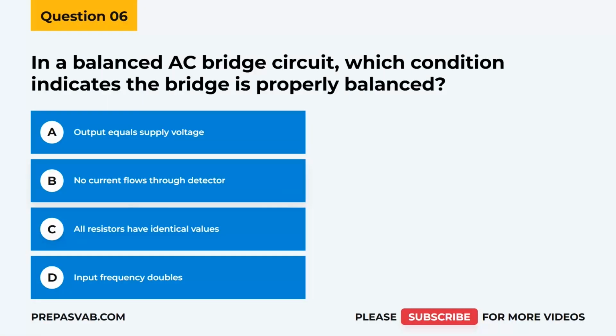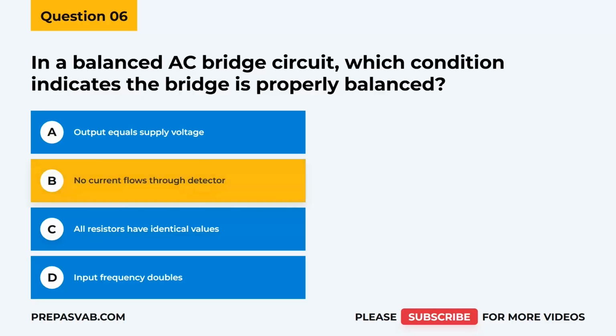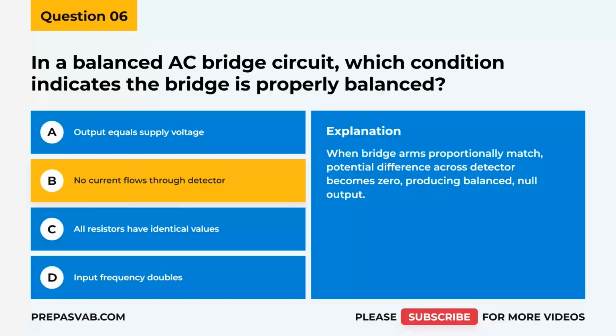Question 6. In a balanced AC bridge circuit, which condition indicates the bridge is properly balanced? A. Output equals supply voltage. B. No current flows through detector. C. All resistors have identical values. D. Input frequency doubles. The correct answer is B. No current flows through detector. When bridge arms proportionally match, potential difference across detector becomes zero, producing balanced, null output.